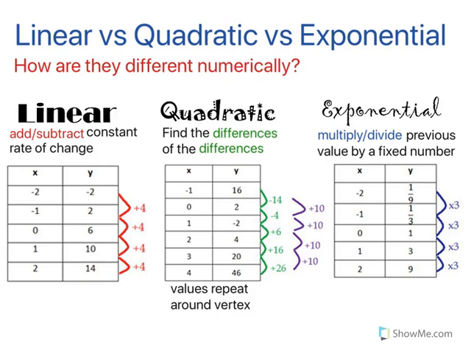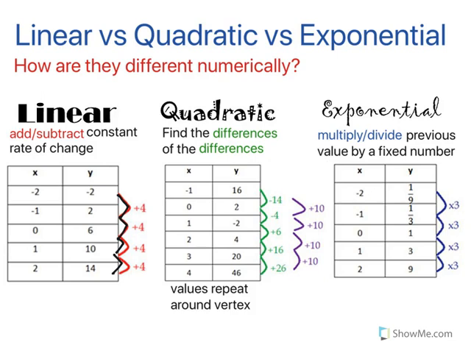So when we look at this table, we can see that as we go from -2 to 2, we get plus 4. From 2 to 6, plus 4. 6 to 10, plus 4. 10 to 14, plus 4. So here we have a constant rate of addition by 4. This lets me know that I have a linear function. So when we're adding or subtracting by a constant rate of change, it's linear.